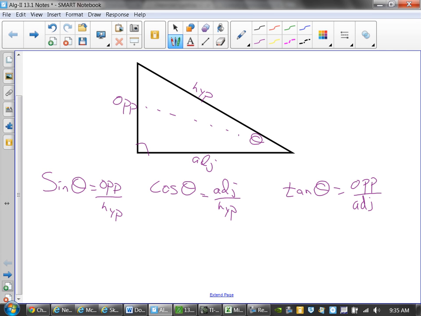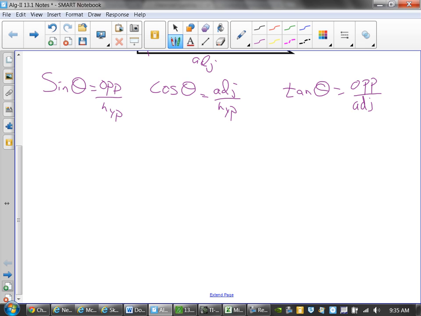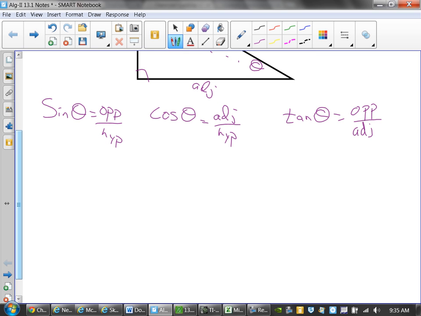Now, what I am going to do here is introduce you guys to the inverses of these trig functions: cosecant, secant, and cotangent. You probably did, but just so you guys remember what they are, each of these trig functions has its own inverse. Remember, inverse is basically flip the fraction. So the inverse of sine would be cosecant. The inverse of cosine is secant. And the inverse of tangent would be cotangent.